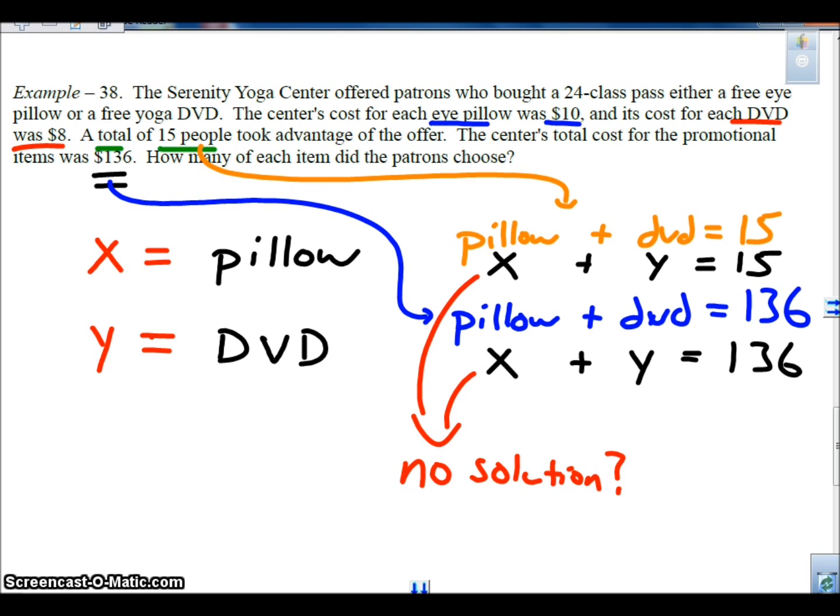And it's not because the word problem is ill-formed, it's because our equations are ill-formed. We're not being specific enough about what x and y are representing, and we're not being specific enough about the pillows and the DVDs and the 2 equations we have here in orange and blue.